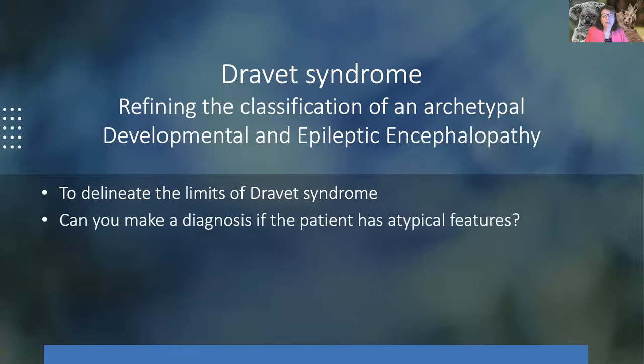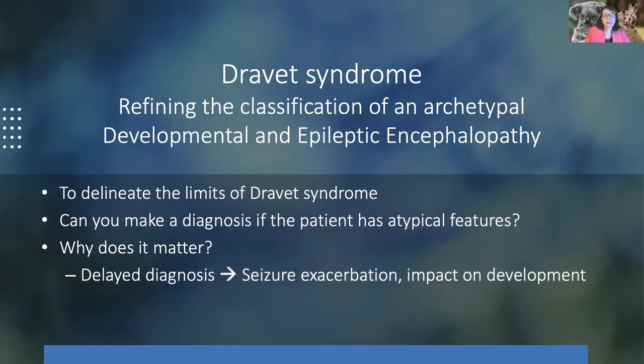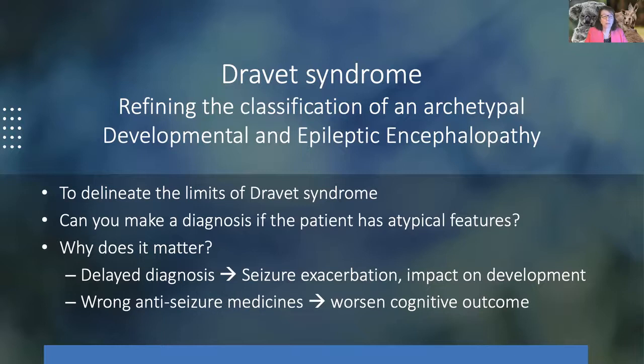We'll use this to delineate the limits of Dravet syndrome and to help our colleagues and families make a diagnosis if the patient doesn't quite tick all the boxes that I've talked about. Why does it matter? Because delayed diagnosis in real terms means that patients can be given the wrong drugs, the wrong anti-seizure medicines. They can cause seizures to be worsened and thereby make development plateau or regress, with impact on long-term outcome.